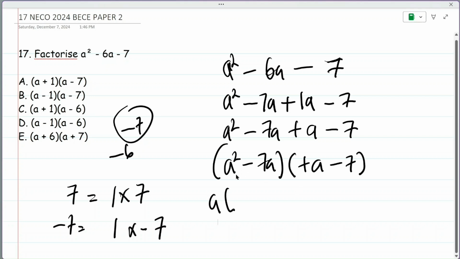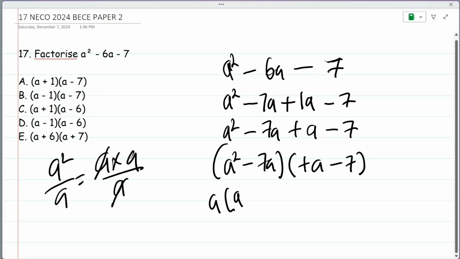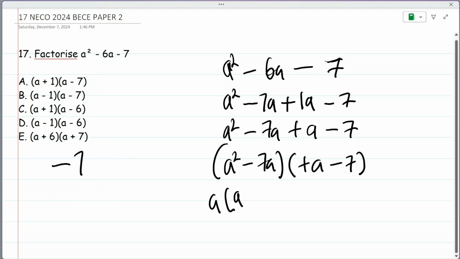Once we bring out the a, this term has two a's, so if you take out 1a from the 2a, you'll be left with 1a. So you have a. What we've done with this is a squared divided by a. A squared is a times a over a. 1a cancels 1a, you'll be left with a. That's where we got this a from. Then you have minus 7a divided by that same a, because you brought out what is common in both of them. So the a cancels the a, you'll be left with minus 7.